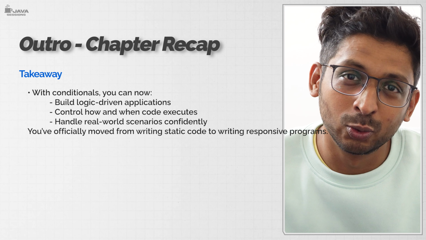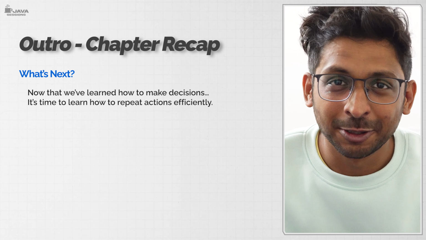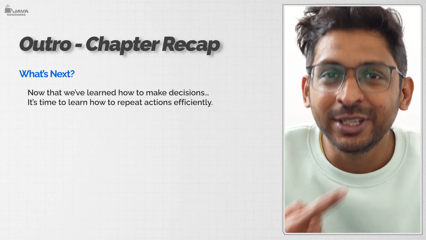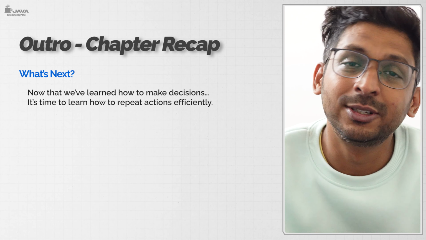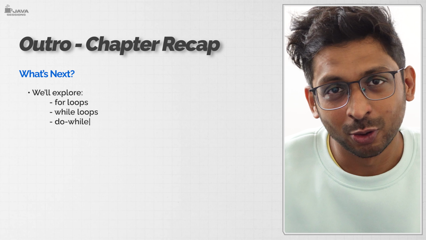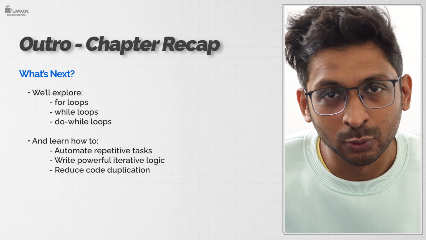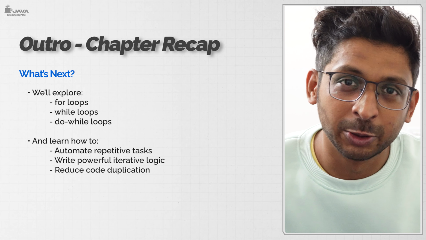And now that we have learned how to control the direction of execution in a program, the next step would be understanding how to repeat certain blocks of code, how to repeat certain logic based on a condition. In the next chapter, we will be exploring the concept of looping statements in Java and how you can use them to write powerful and repetitive logic with minimal code.